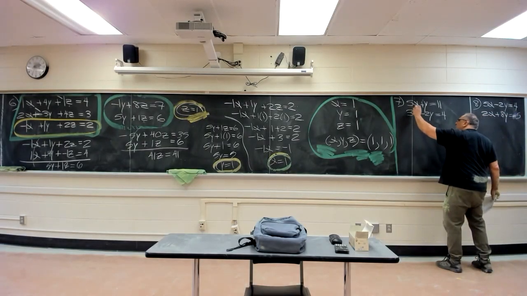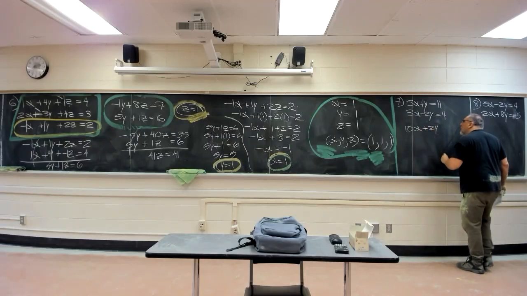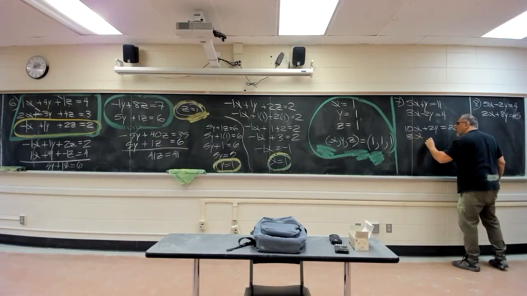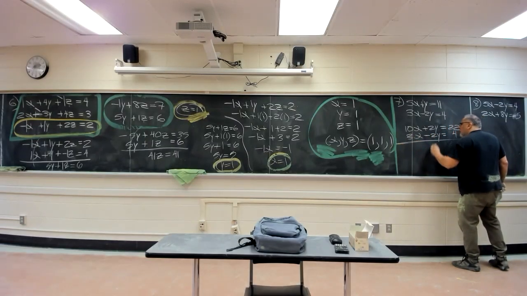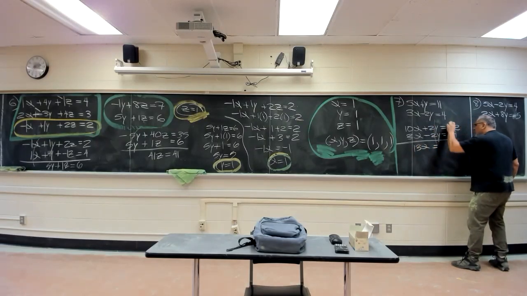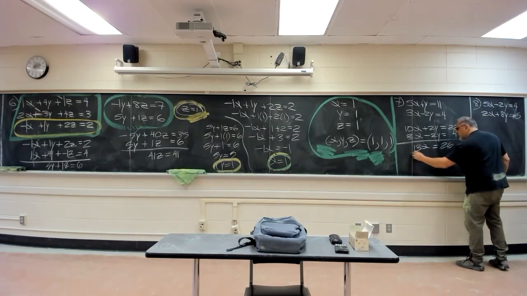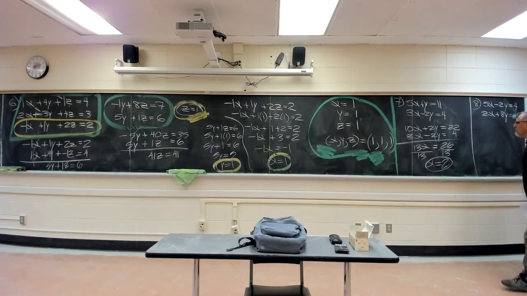Let's take the top guy and double it all the way across. You'll see why I'm doing that. Now add it to the bottom guy. The 2y and -2y go away. This is 13x, and this and this is 26. 13 times what number gives you 26? You know it's 2. Divide by 13 on each side. X equals 2.